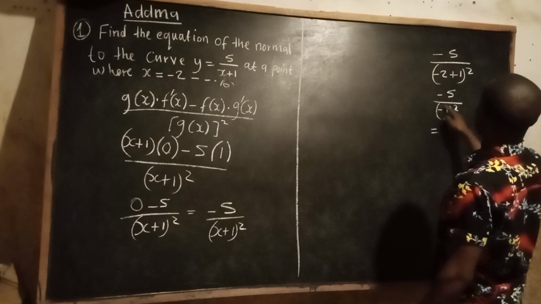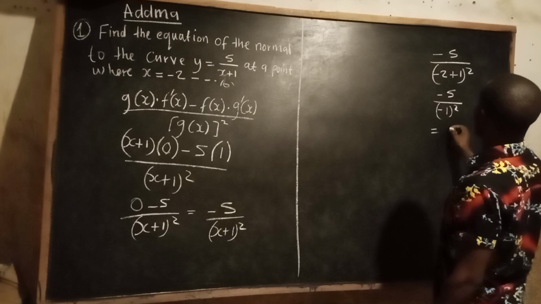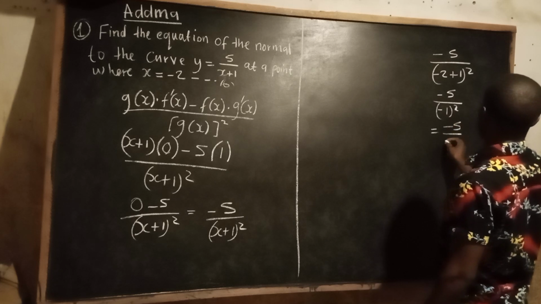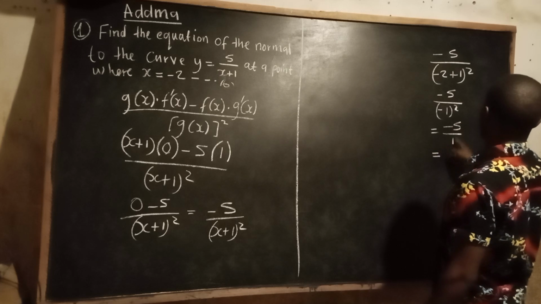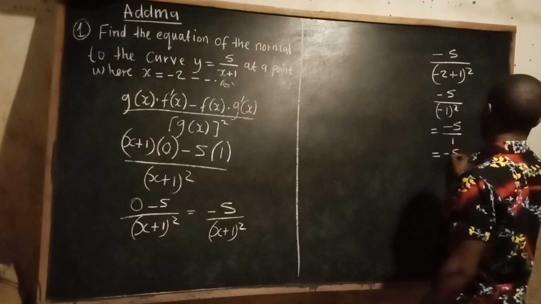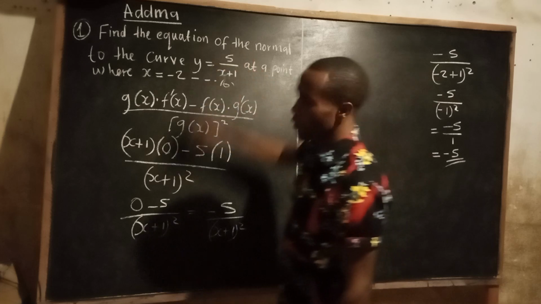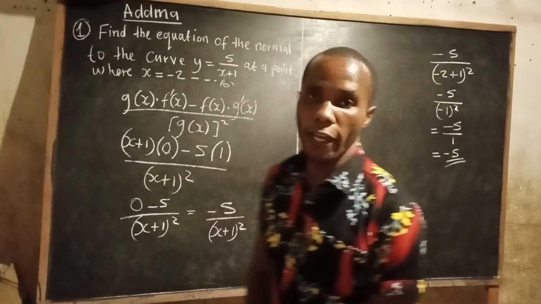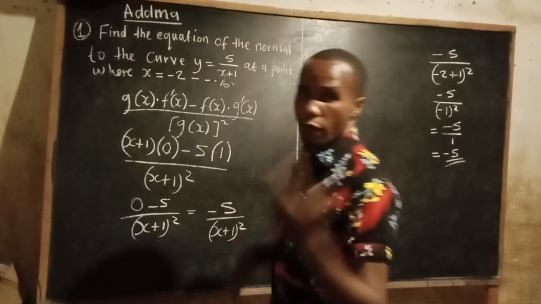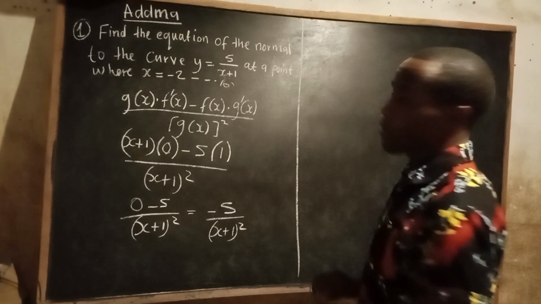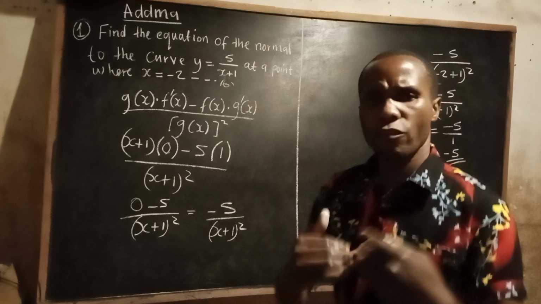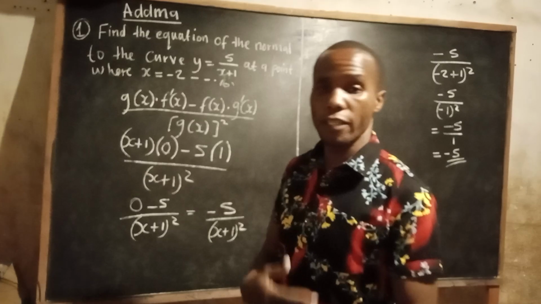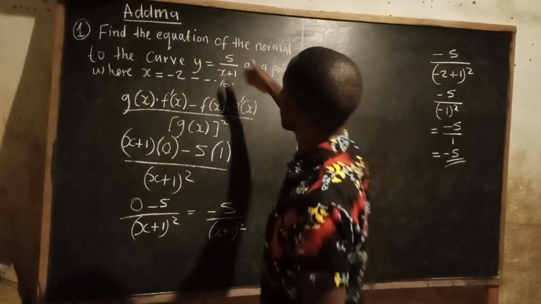Okay, then the square of negative 1, that one is negative 5 over the square of negative 1. What is the answer? The answer is 1. So 1 into negative 5, the answer is negative 5. So our gradient to this curve is in negative what? Negative 5. Okay, that is our gradient to this curve. Now that you have known the gradient, I think this time around, actually the gradient that you have found is just for the curve and the what? The tangent line.